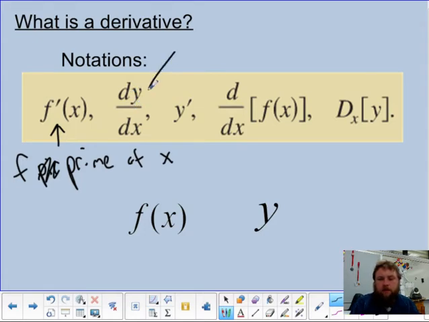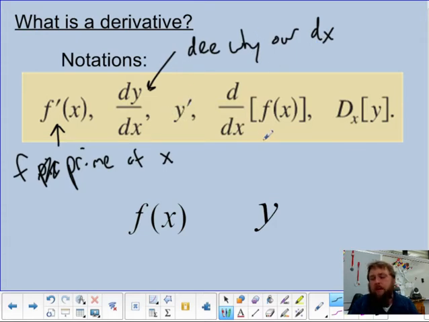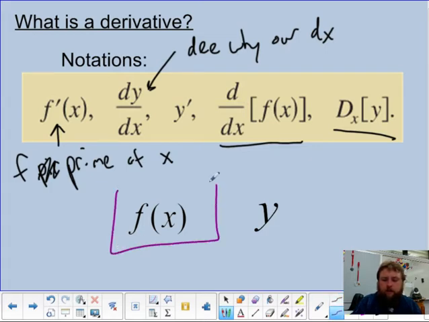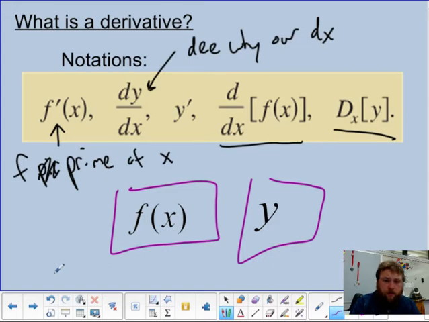Sometimes you'll see this notation. We call this dy over dx. And sometimes you'll see y prime. Sometimes you'll see this notation here. I use that a lot in these notes. Or this notation. They all mean the same thing. They're all finding derivatives. You might see some similarities between notations you've seen before for f of x or just saying y. So these are all notations for the derivative.